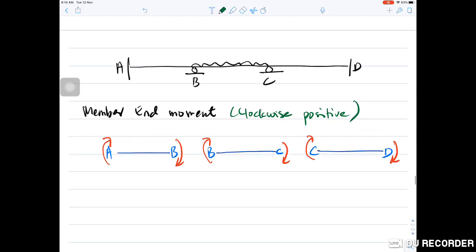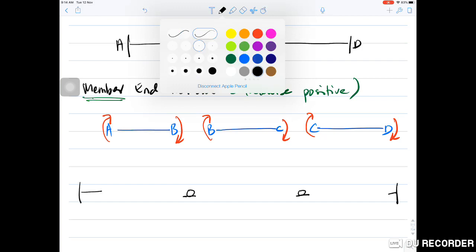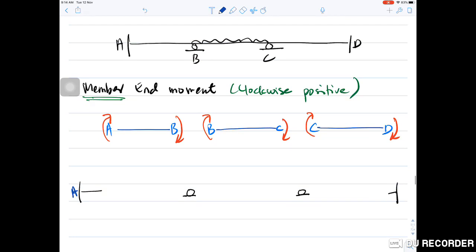Besides member end moment, we also have joint moment. What is joint moment? Let's look at this. Joint A is fixed. Joint B and joint C are rollers. C is roller. B is fixed.